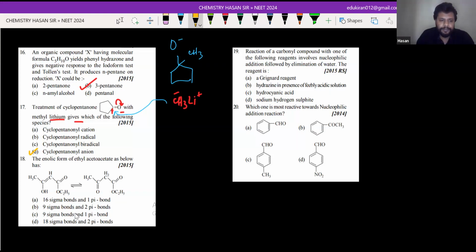Enolic form, B. D is the correct answer. For 19, any answer? Reaction of carbonyl compound with one of the following reagents involves nucleophilic addition followed by elimination of water. The reagent is very simple. It is hydrocyanic acid.